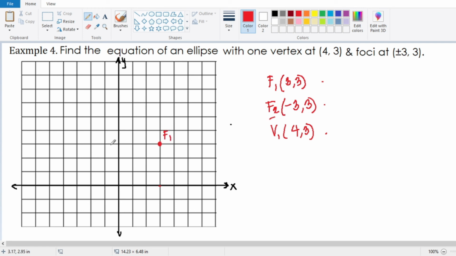Another F is at negative 3, 3. That one is your F2. And then vertex 1 is located at 4, 3. So this one is your vertex 1. Which means then that our ellipse is right over here. Our ellipse is horizontal.